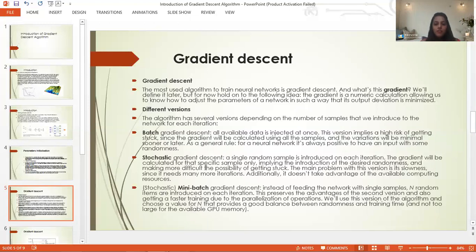Okay, the third one is mini batch gradient. This one is majorly used. What you do is distribute the data in mini batches and then import these mini batches into the model, right? So random items are introduced in each iteration. Run a for loop, and on each iteration of the for loop one batch will go. Okay, so this preserves the advantages of the second version and also gets faster training due to the parallelization of the operations. So we will use this version of the gradient descent algorithm, and we generally use this kind of mini batch approach in most models of deep learning and machine learning. Because it enhances the performance, it creates a good balance between the randomness and the training time and is not too large for the available memory.